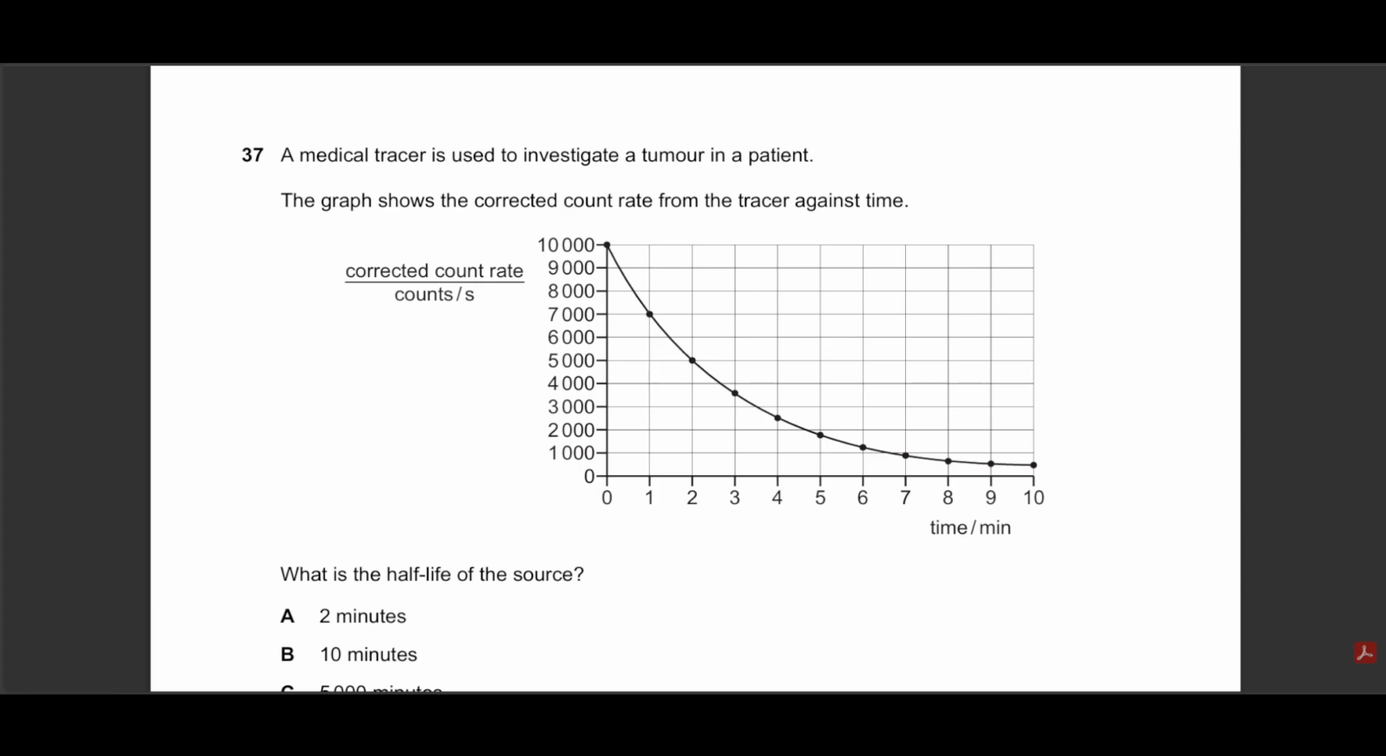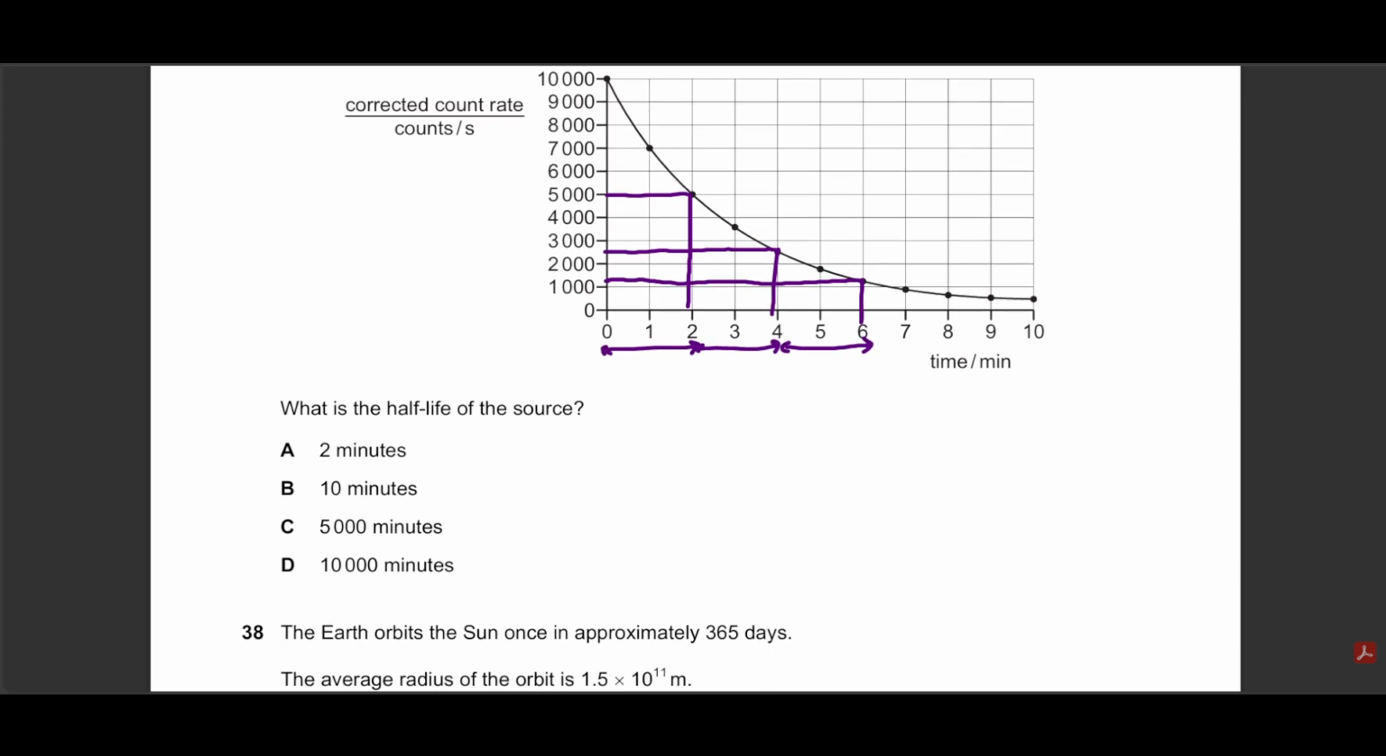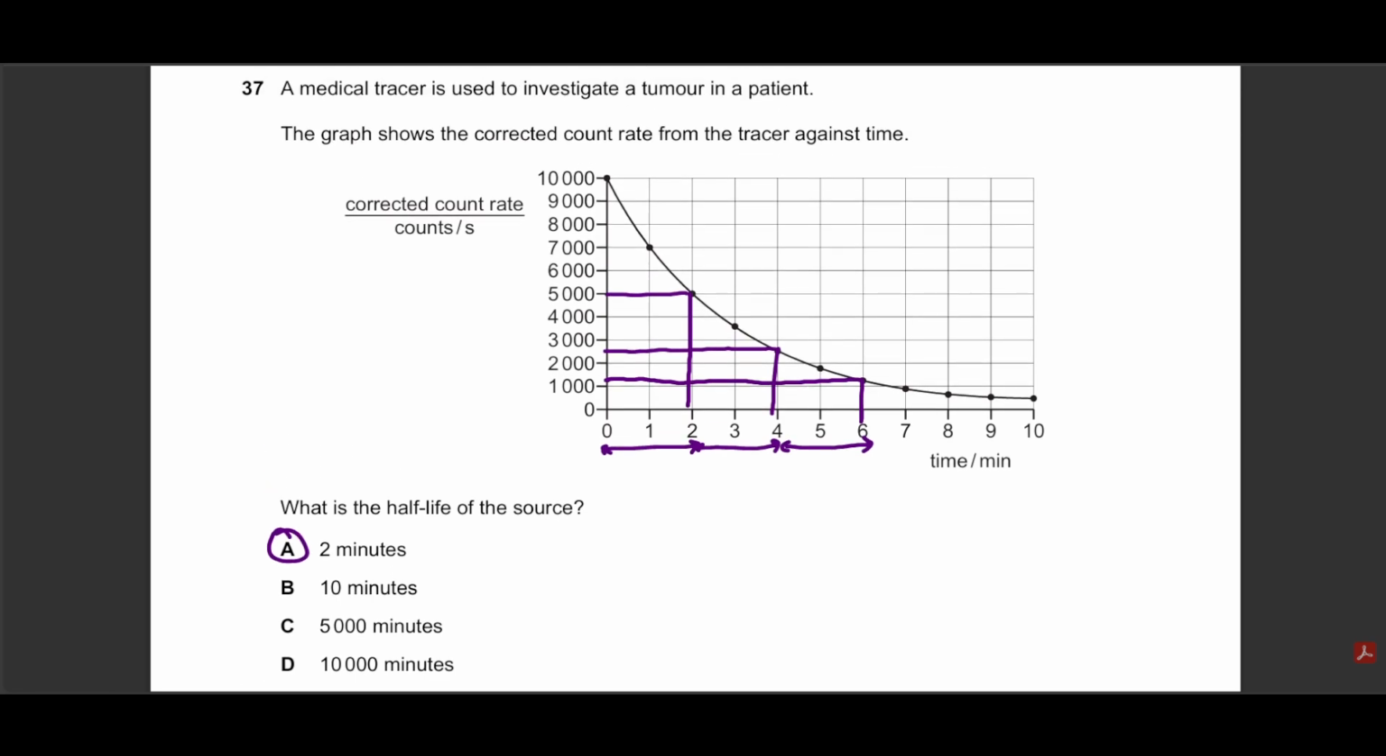Question number 37. Half-life calculation. No background radiation, very easy question. So 10,000 to 5,000 is the first half-life, and then 5,000 to 2,500 the second half-life, and then 2,500 to approximately 1,250. This will be the third half-life. So I can see that it's approximately 2 minutes of half-life in every sector. This is going to be option A.